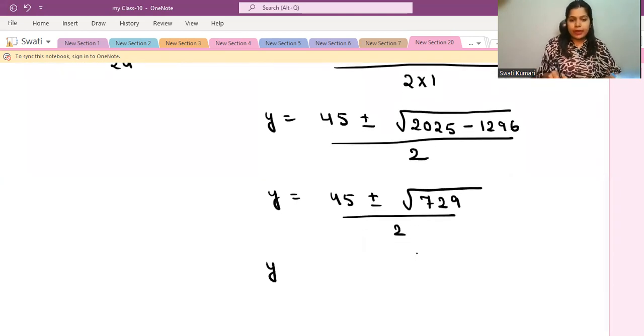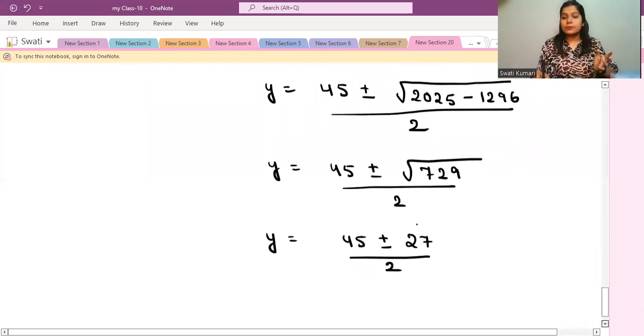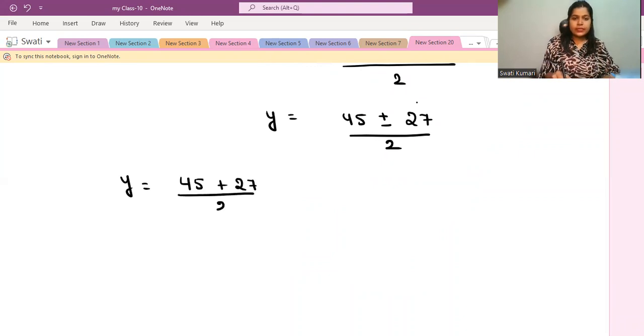So this will become y equals 45 plus minus square root of 729, which is 27. So we can write down 27 directly upon 2. Now, do you know what is the meaning of this plus minus? It simply means that one time you have to consider the plus sign, which is 45 plus 27 upon 2. And the other time you have to consider the negative sign, which is 45 minus 27 upon 2.